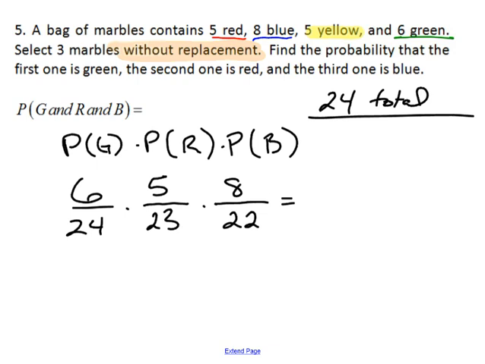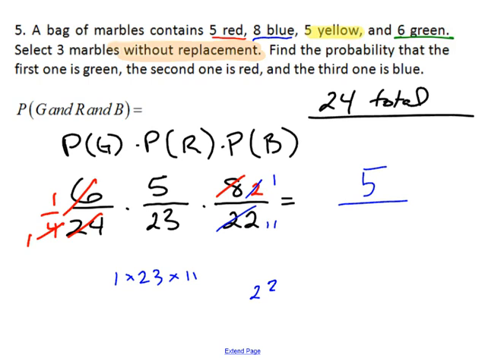Now, you could just multiply all these and then work on reducing. I'm actually going to do a little bit of reducing. I'll show you how I would reduce these. 6 and 24 reduce down to 1 and 4. I would probably take the 4 and the 8 and reduce that down to 2 and 1. Then I would take the 2 and the 22 and reduce that down like that. Now I have much smaller numbers. 1 times 5 times 1 is 5. And on bottom, I have 1 times 23 times 11.